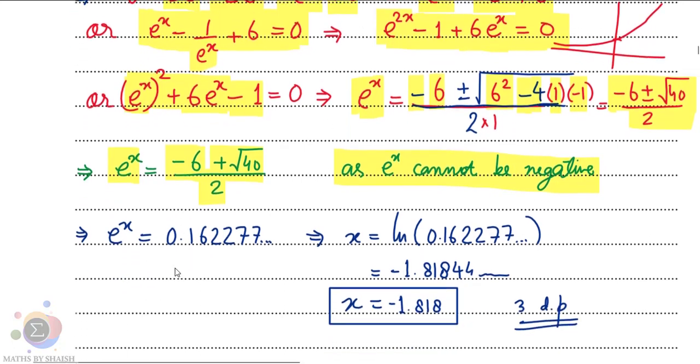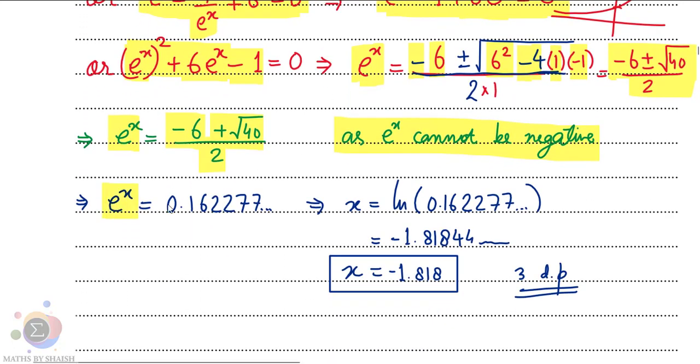And what is that solution? We can simplify e^x, and we can get this from the calculator. Since it is e^x, we can get x by taking the log. So that is ln of the right hand side, and we get minus 1.81844 and so on. Since they have asked for 3 decimal places, x equals minus 1.818. I hope it is clear. Let's discuss the next one.